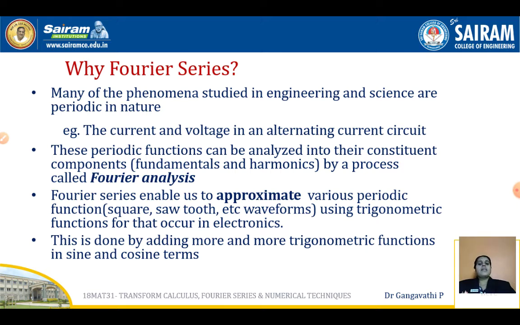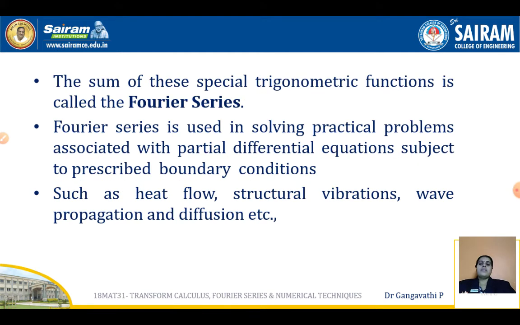The Fourier series enables us to approximate various periodic functions like the square wave, sawtooth wave, etc. Different waveforms can be studied using the Fourier series, and trigonometric functions that occur in electronics can be used as a special case of the Fourier series. This is done by adding more and more trigonometric functions, sine and cosine terms. So this is the reason we need the Fourier series. The sum of these special trigonometric functions is called a Fourier series.